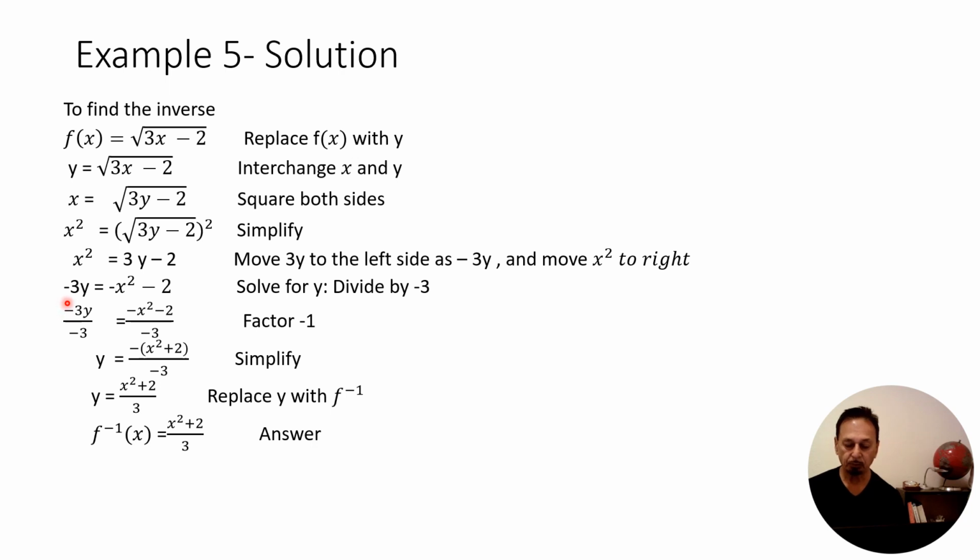So now I will divide both sides by negative 3. So I will have negative 3y over negative 3 equals negative x squared minus 2 divided by negative 3. So negative 3 and negative 3 cancel, it gives me y. And this I will simplify. It looks like I can factor out a negative, which gives me x squared plus 2 over negative 3. So the negative and negative cancel, and I get y equal to x squared plus 2 over 3. And I'll just replace the y by f inverse of x. So this is my answer, f inverse of x equal to x squared plus 2 over 3. And that's the equation of the inverse function of this given function.